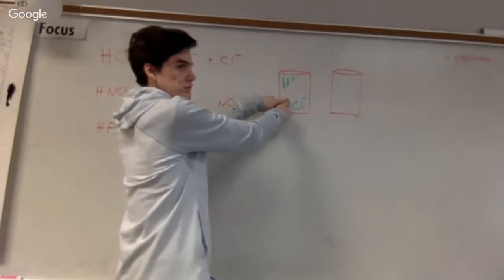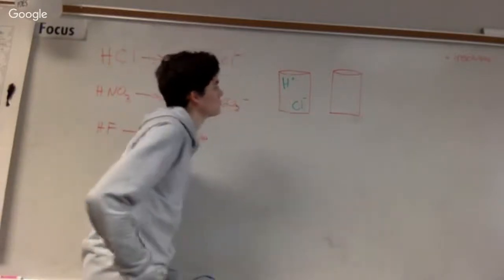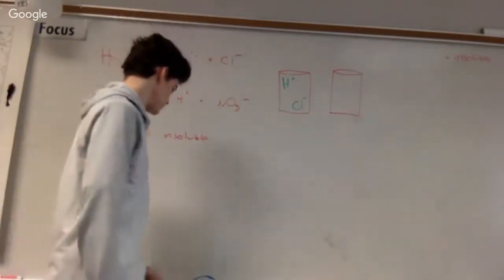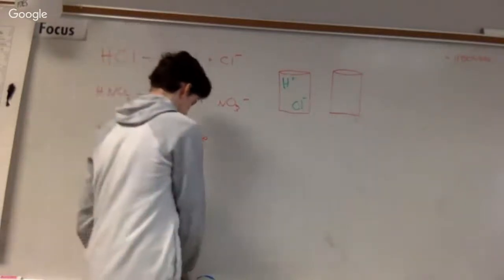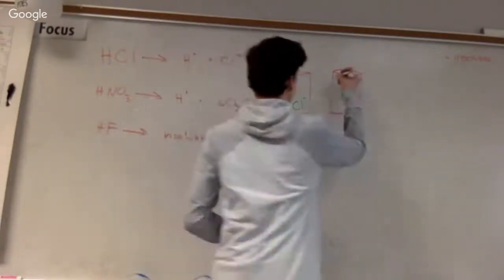If something is soluble, the individual ions, when they interact with each other, will stay dissolved. Now, could you write H plus and F minus in the next container? Same exact way, same exact positioning.